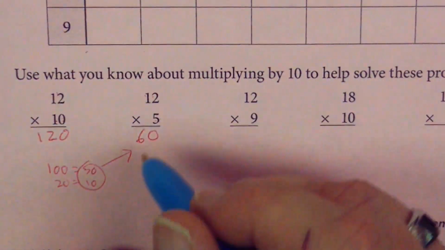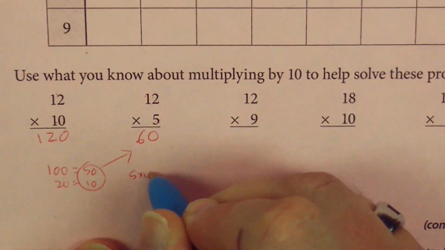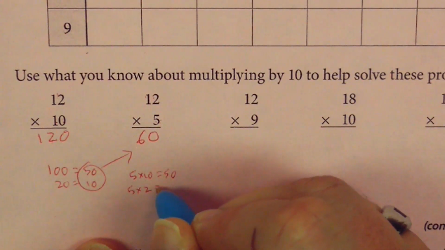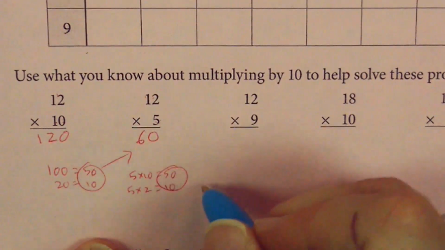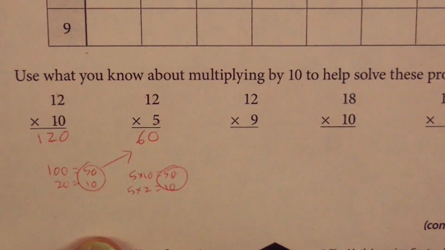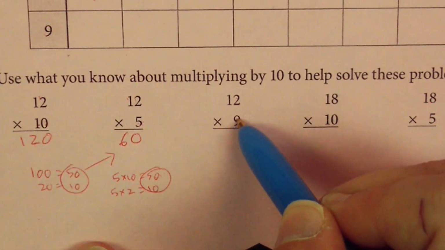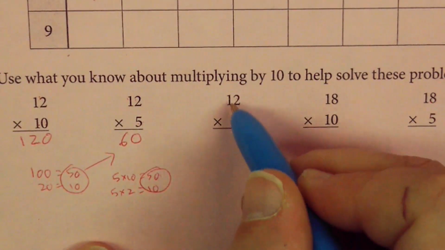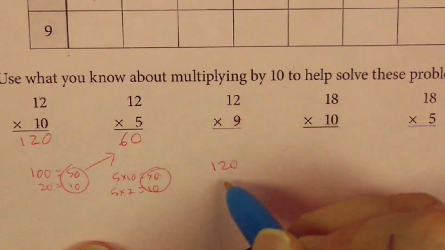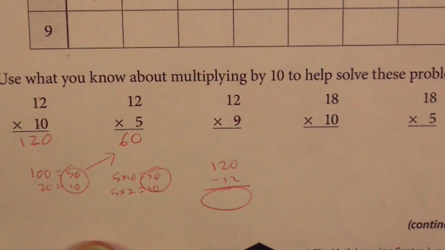And one other way that you could do this is you could say 5 times 10 is 50. 5 times 2 is 10. Combine them. Do you notice how those ended up being the same? Still get the same answer, 60. Okay? Now you're still working with 12s. Couldn't we just make this 10? 12 times 10 is 120. But that's one too many, right? So we'll just subtract 12 from it and get an answer. I'm going to let you do that on your own.